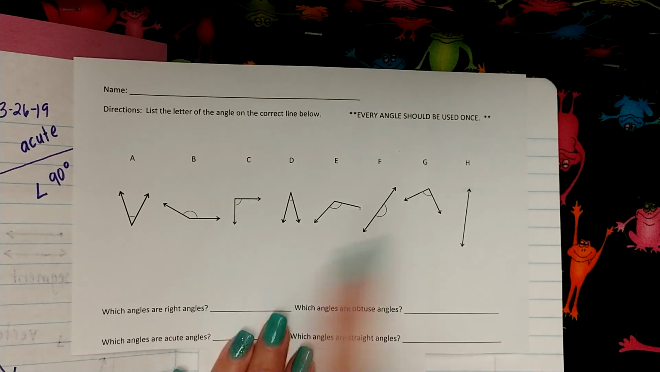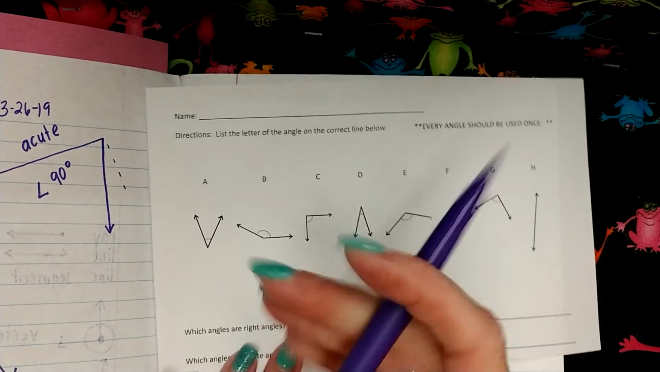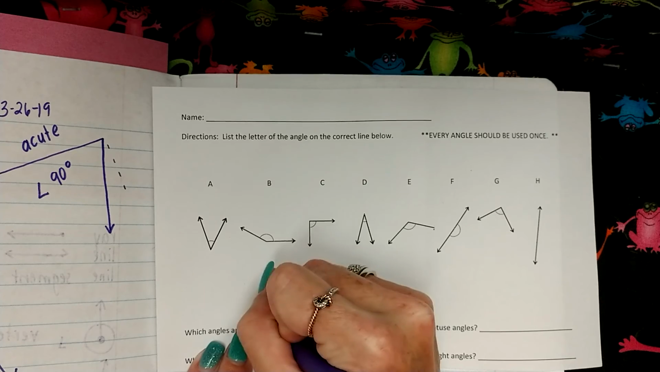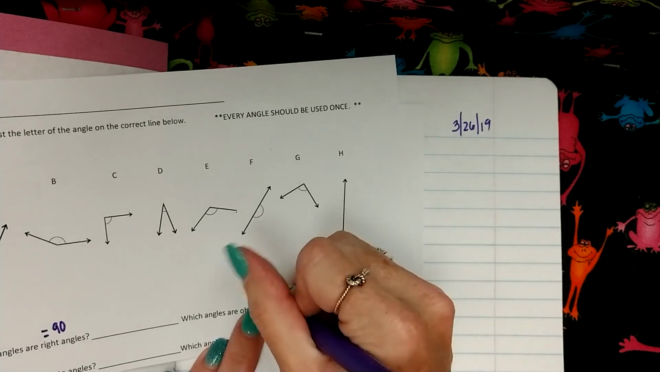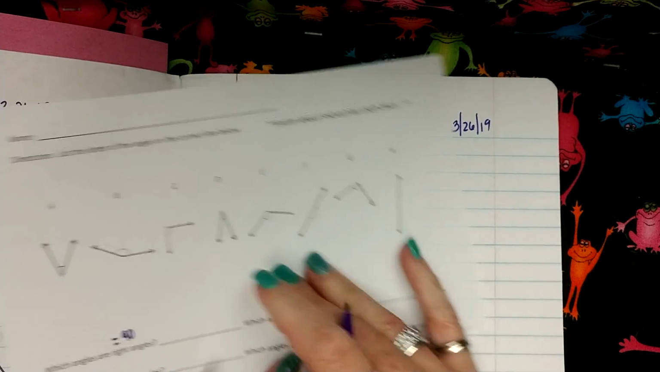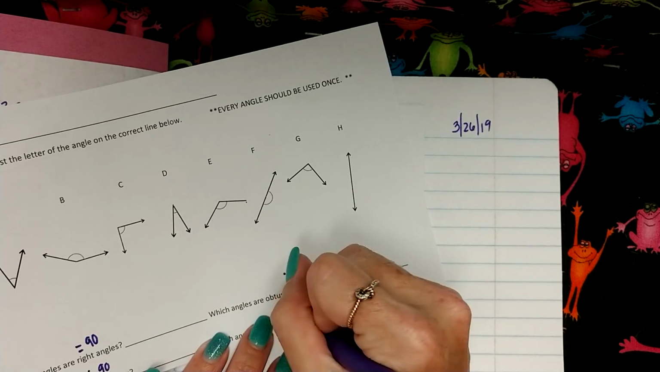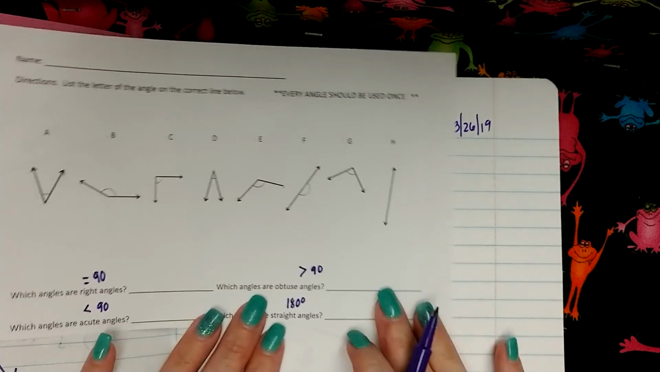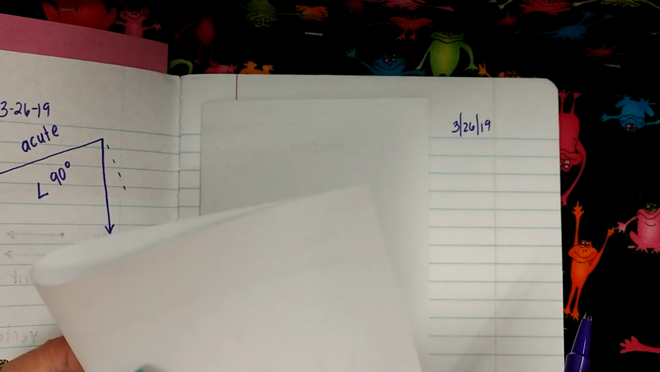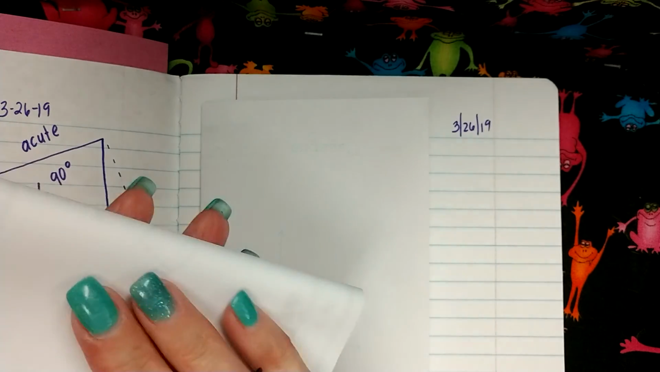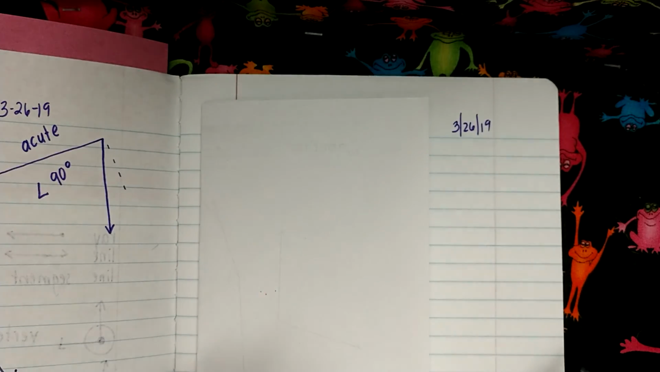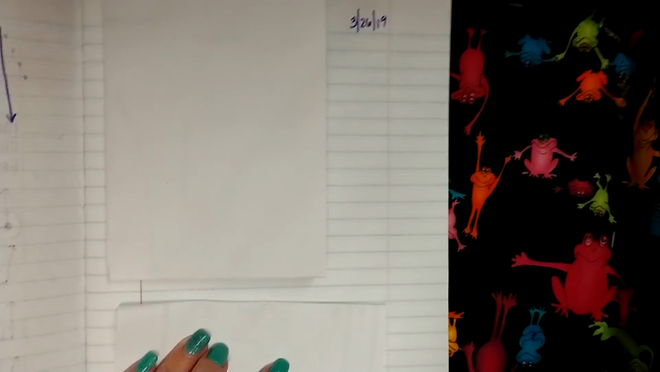A right angle has to equal 90, and it might help to do this. Equal 90. This is obtuse, so that means greater than 90. This is acute, that means less than 90. And this is straight, that means 180 degrees. All right, and then this was checked and also glued into their notebook. It could be folded like this and then glued right here at the bottom of the notebook.